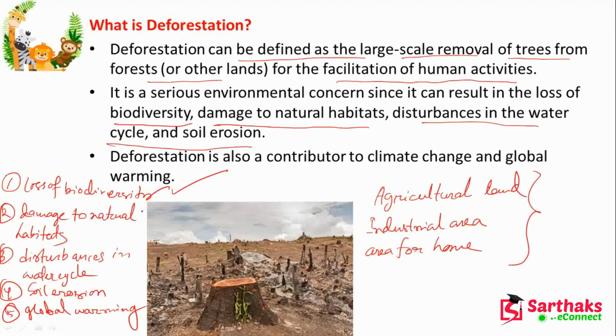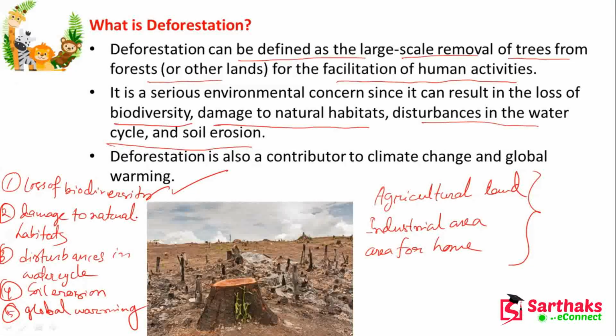Global warming we will study deliberately. But before that, we want to concentrate on deforestation. So what we have studied is that deforestation can be defined as the large scale removal of trees from forests. But why are we doing it? For the facilitation of human activities. But due to deforestation, what happens? There are several effects also.